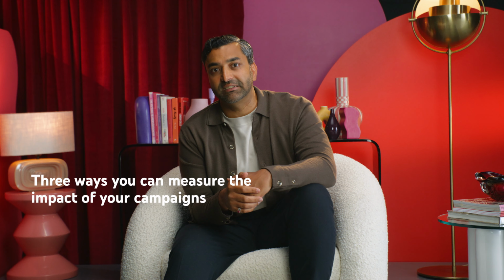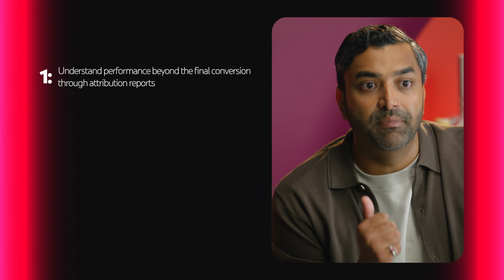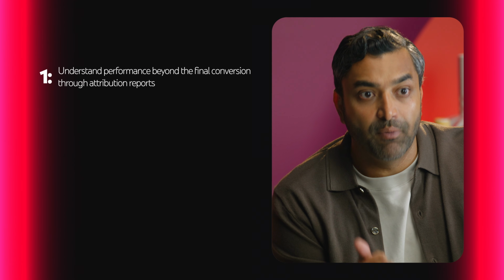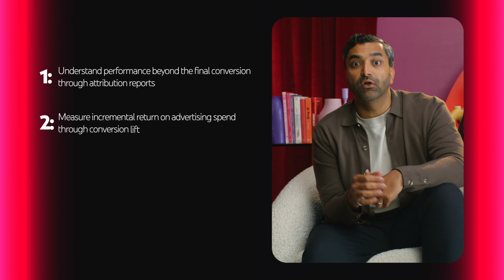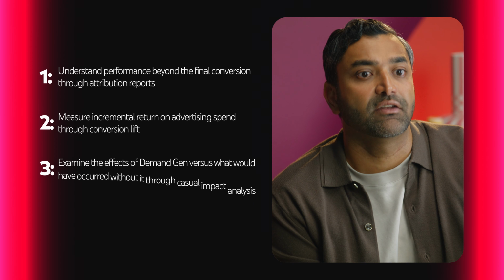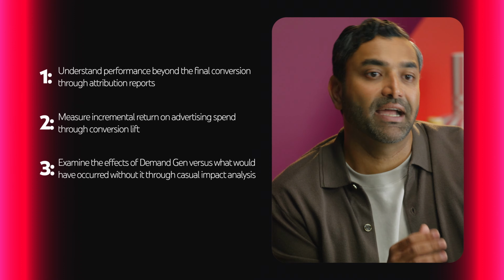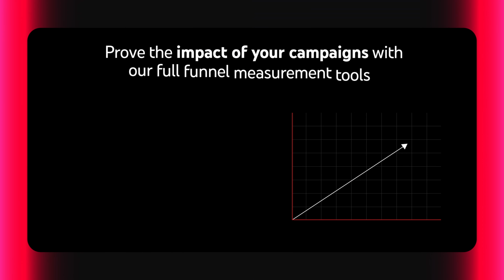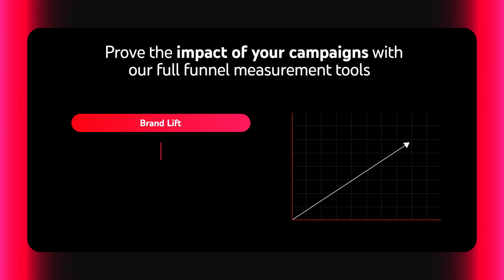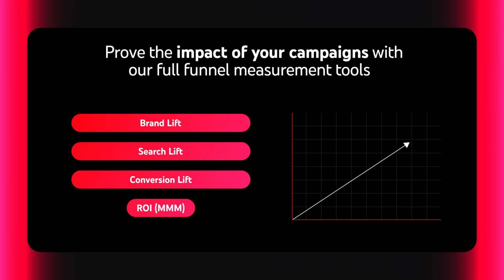So check it out. Once you've analyzed your campaign's performance on your core KPIs, here are 3 ways you can measure the impact of your campaigns better. First, understand performance beyond the final conversions through attribution reports. Second, measure incremental return on advertising spend through conversion lifts. And finally, examine the effect of demand gen versus what would have happened without it through causal impact analysis. Then you can prove the impact of your campaigns with our full funnel measurement tools, including brand lift, search lift, conversion lift, and ROI studies.